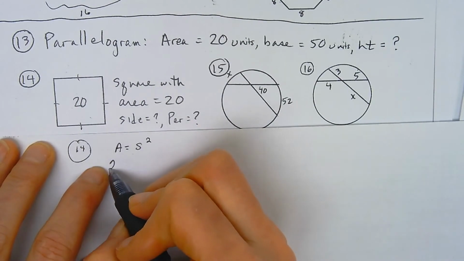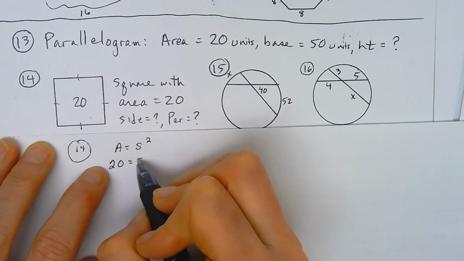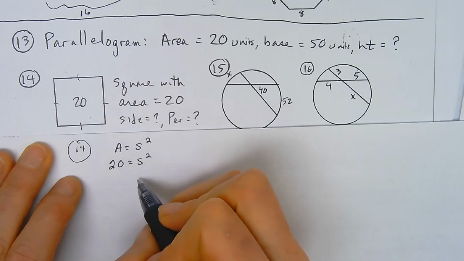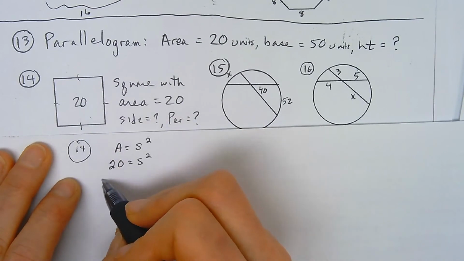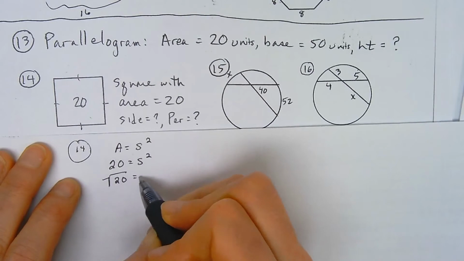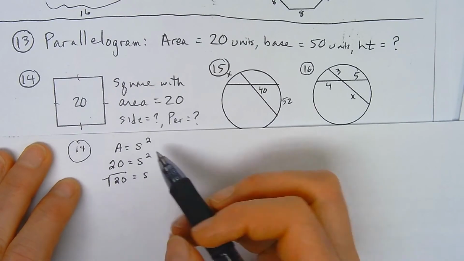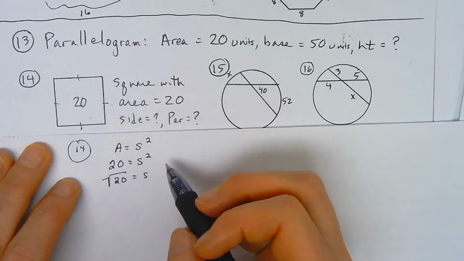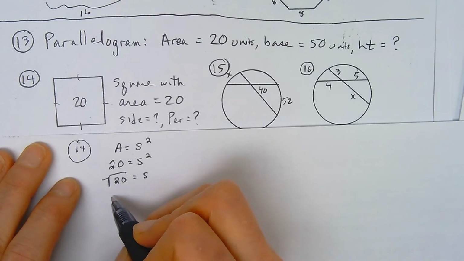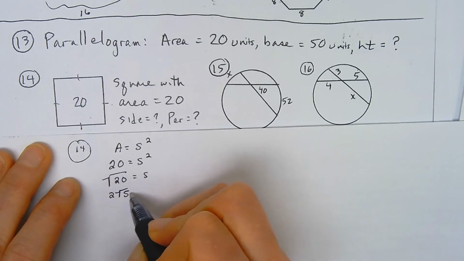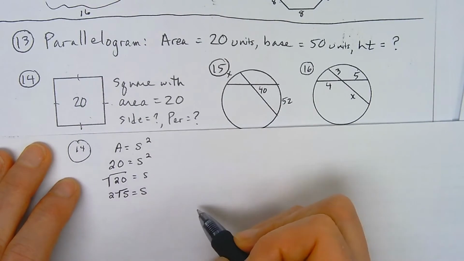So if the area is 20, if I want to find just a side, I will take the square root of it. S times s is 20, so I will just take the square root of 20, and I can simplify that to 2 rad 5, and that's the measure of the side.